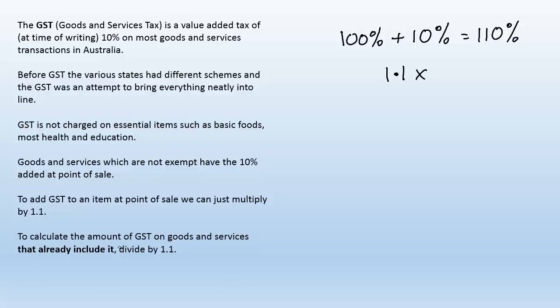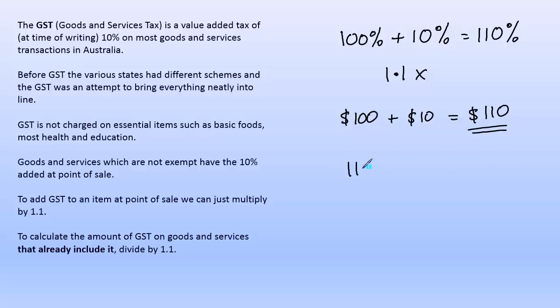To calculate the amount of GST on goods and services that already include it, divide by 1.1. Now that doesn't actually give us the GST straight off, so I'll do a quick example here. Let's suppose we had an item that cost us $100. When you add the GST, that's 10%, so that's $10. So the price including the GST would be $110.